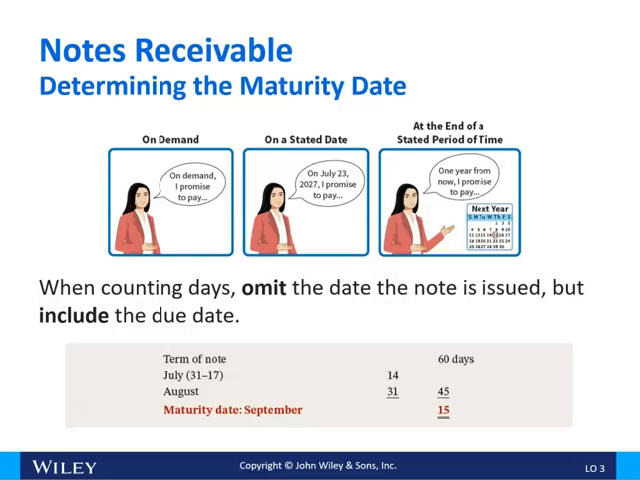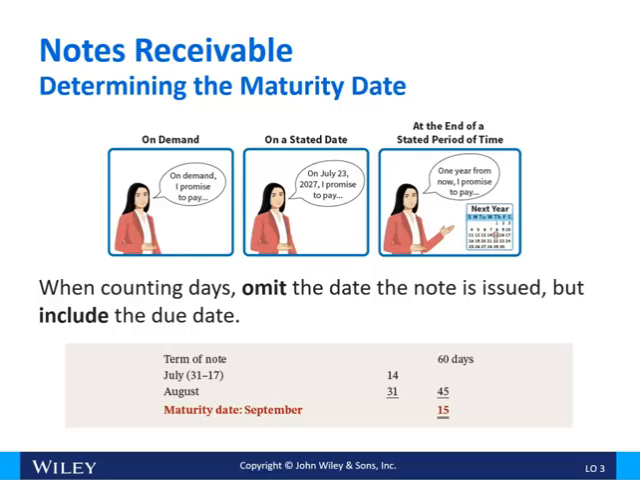So it's going to say, promise to pay you in 2 months. I promise to pay you in 30 days. I promise to pay you in 90 days. So whatever that is. So if we look at that end of a stated period of time, we need to count the number of days. So when we count the days, we omit the date the note is issued, but include the due date.